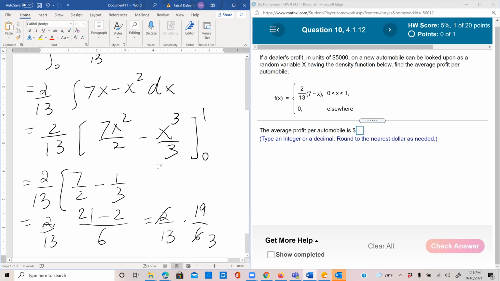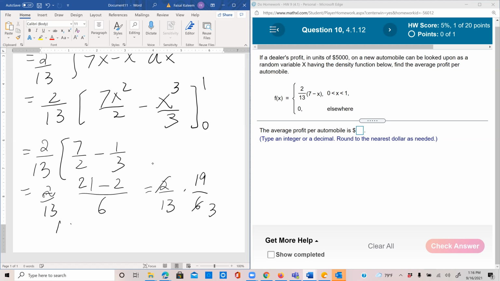Oh, this time they say convert it. So 19 over 39. Now remember, this profit is given in units of $5,000. So it means it's 19 over 39 times $5,000. Okay, so let's see what this comes out to be. So I get 2435.90. To the nearest dollar, it would be 2436.